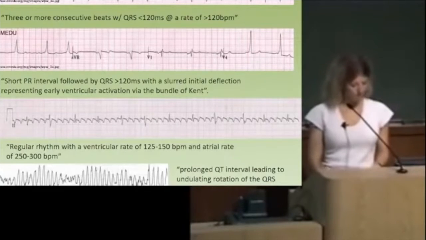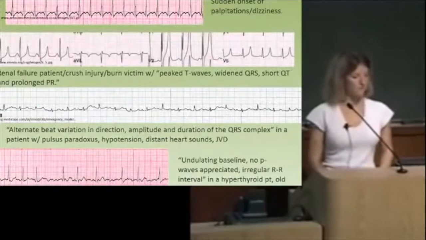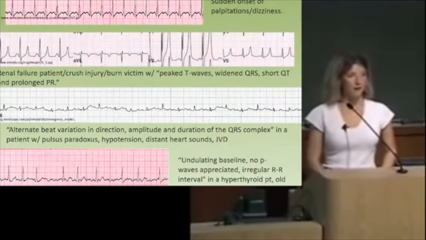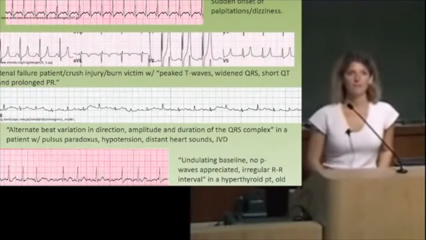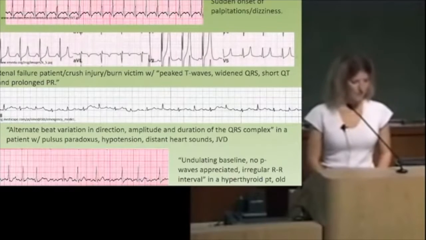Okay, so what's this first one? Slow, fast, or normal? That's fast, so it's a tachycardia. Take a guess. Ectopic atrial. This is supraventricular tachycardia. This is SVT. So they might describe it.